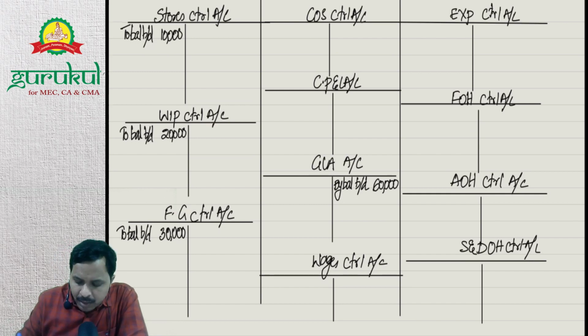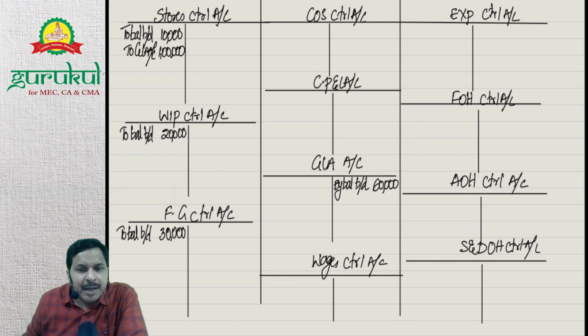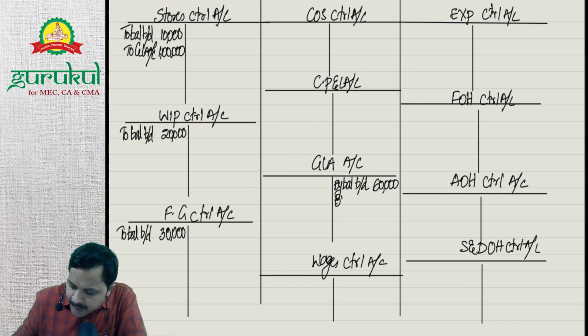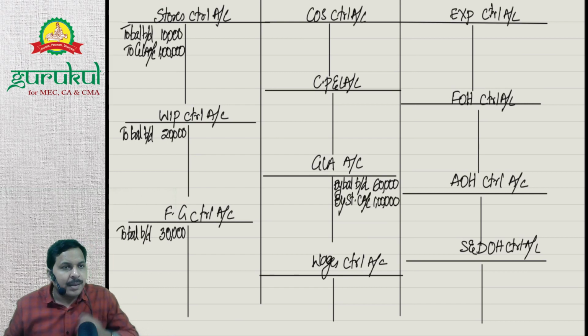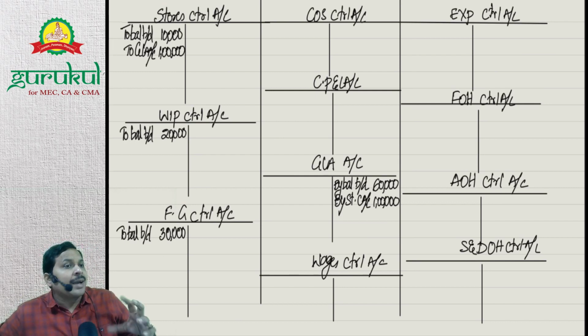Now, finally, the entry for purchase is: Stores Control Account debit to GLA Account. Let us take some 1 lakh rupees. Immediately, the respective credit entry in GLA account by stores control account, 1 lakh. Now we have learned our first entry. What is it? Raw materials purchase. Entry is Stores Control Account debit to GLA. If you want, you can write the entries.